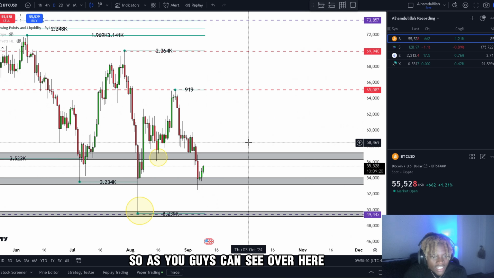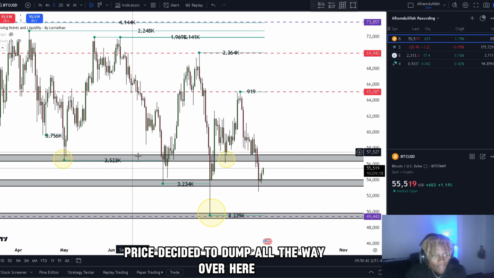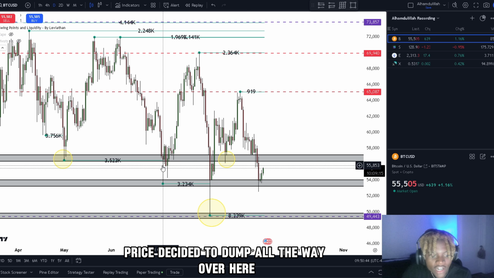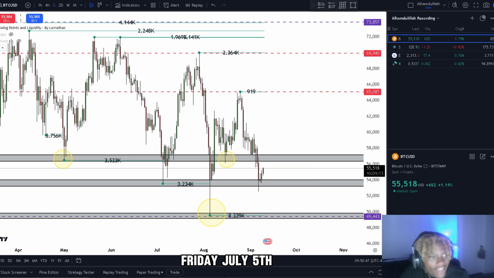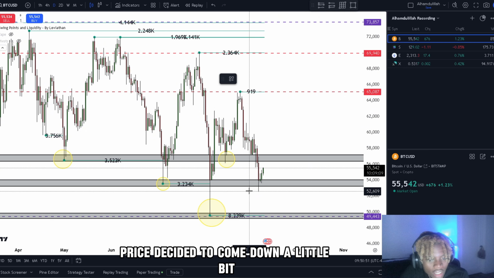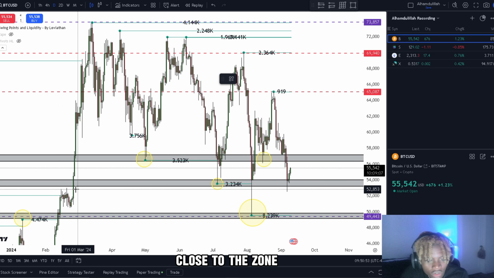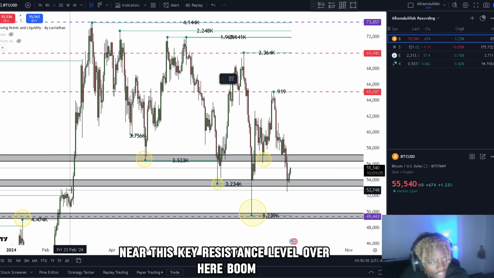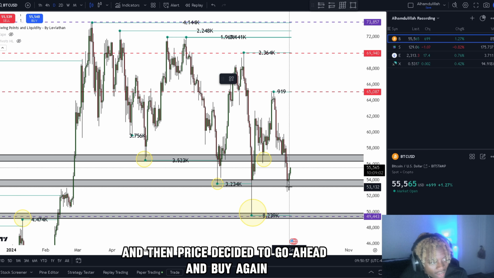So as you guys can see over here, this is going to be the same thing. Price decided to dump all the way over here Friday, July 5th. Boom. And then same thing over here, guys. Price decided to come down a little bit close to this zone near this key resistance level over here. Boom. Price decided to come down, and then price decided to go ahead and buy again near this zone.